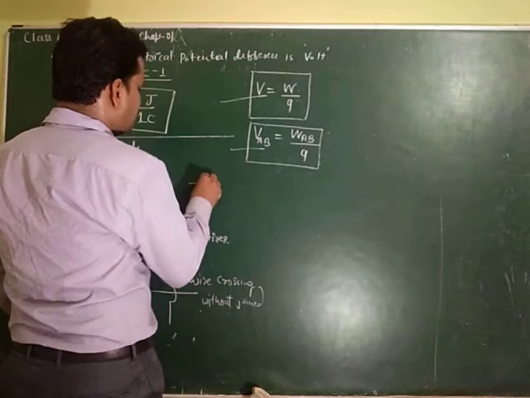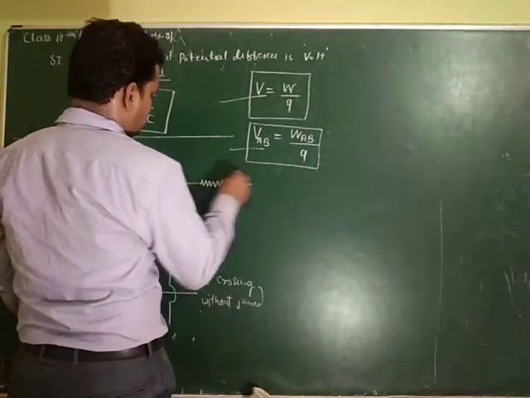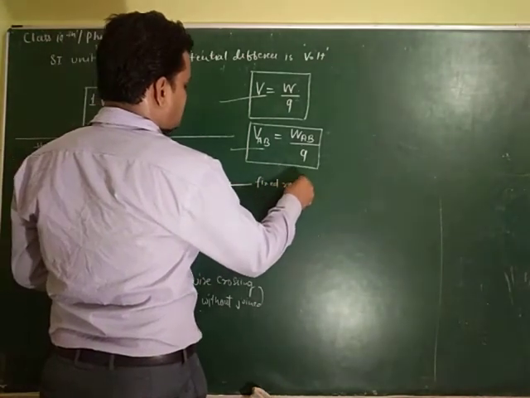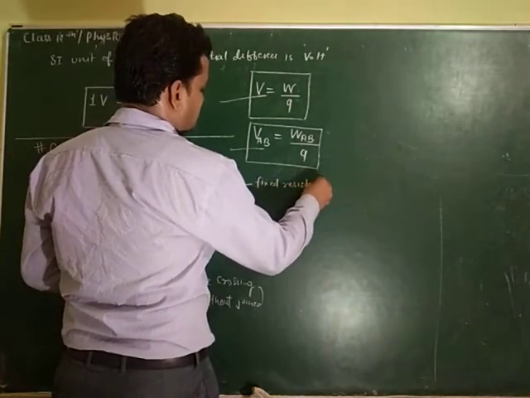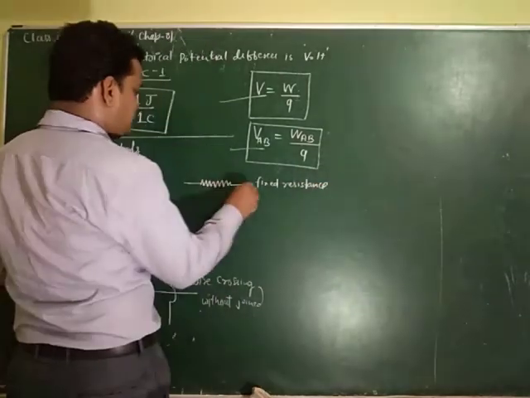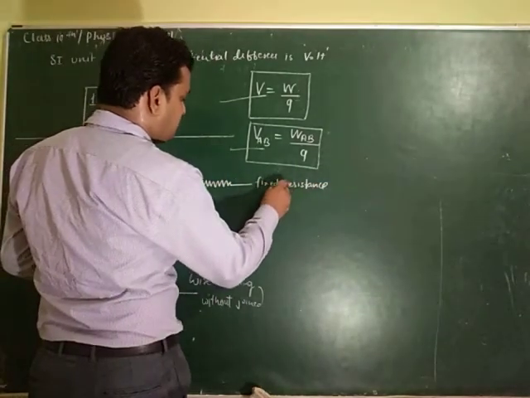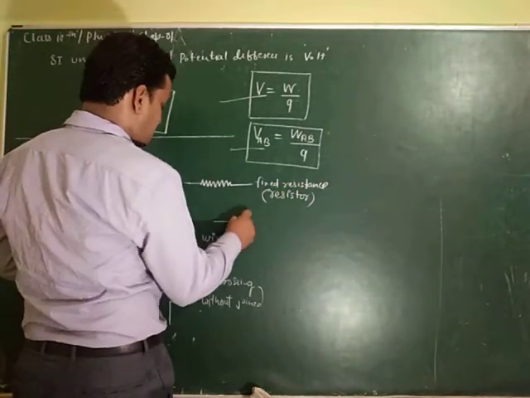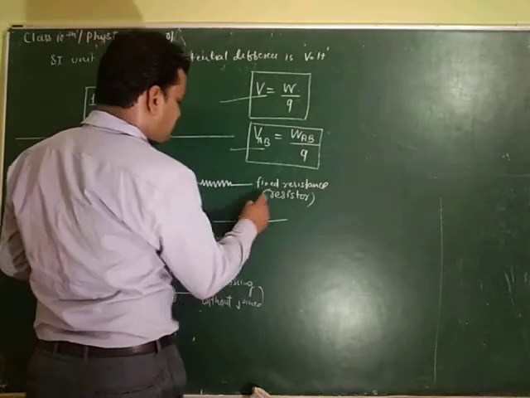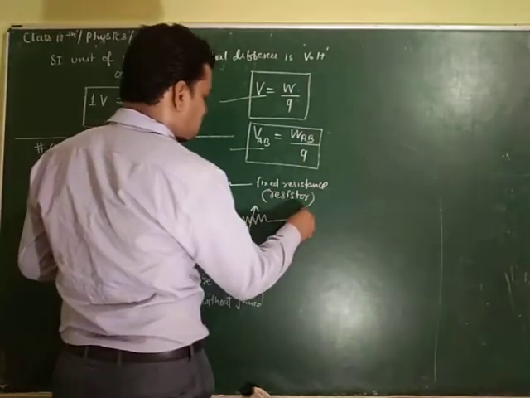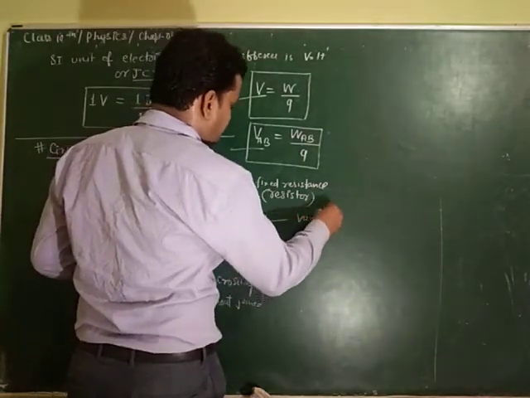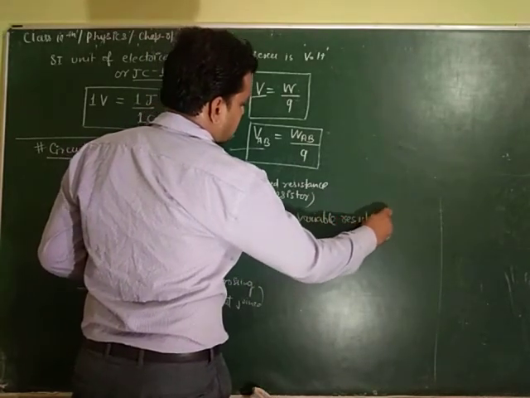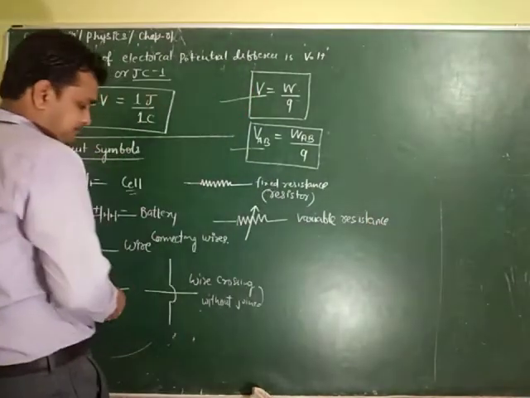This is the symbol of resistance, and it is a fixed resistance. It has a fixed resistance, and this device is called a resistor. And if it has a variable value, we can write it like this: variable resistance.